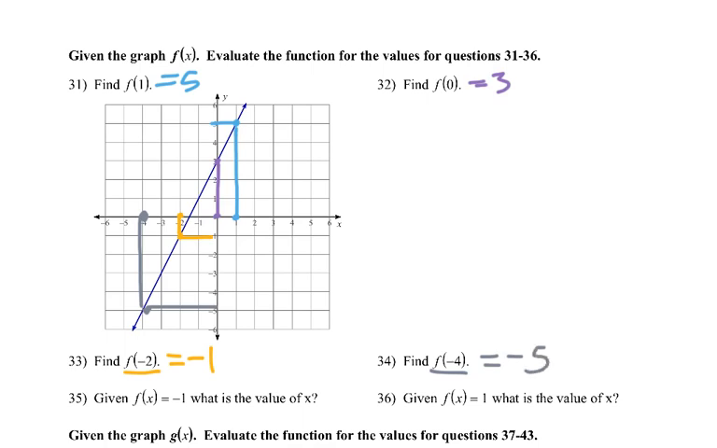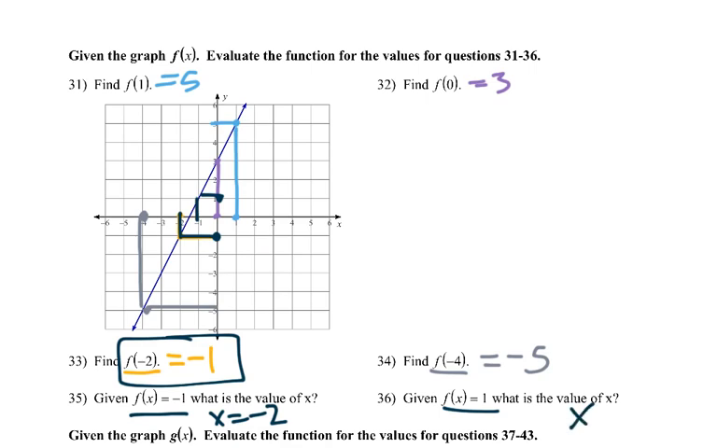Alright, now when we go backwards, f of x equals negative 1, so I go to negative 1. I've already done that one, I should know that's actually x equals negative 2. Okay, that's that guy right there. Then 36, f of x equals 1. So I go up to 1, go across here, and it's at negative 1. So x equals negative 1. So f of negative 1 equals positive 1.